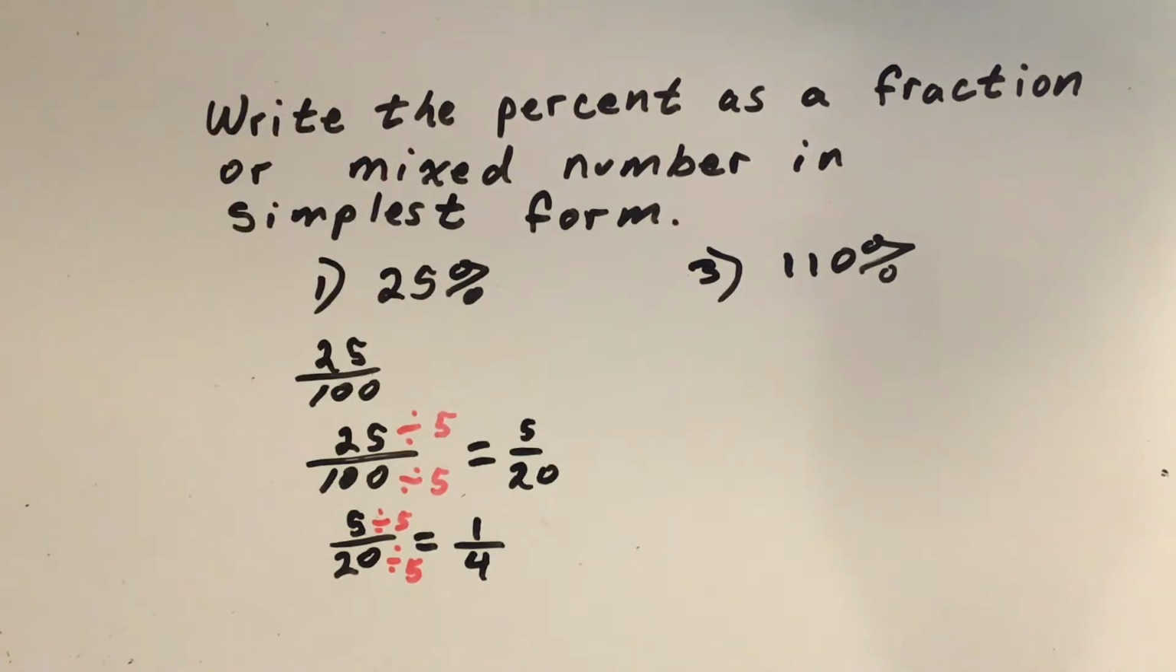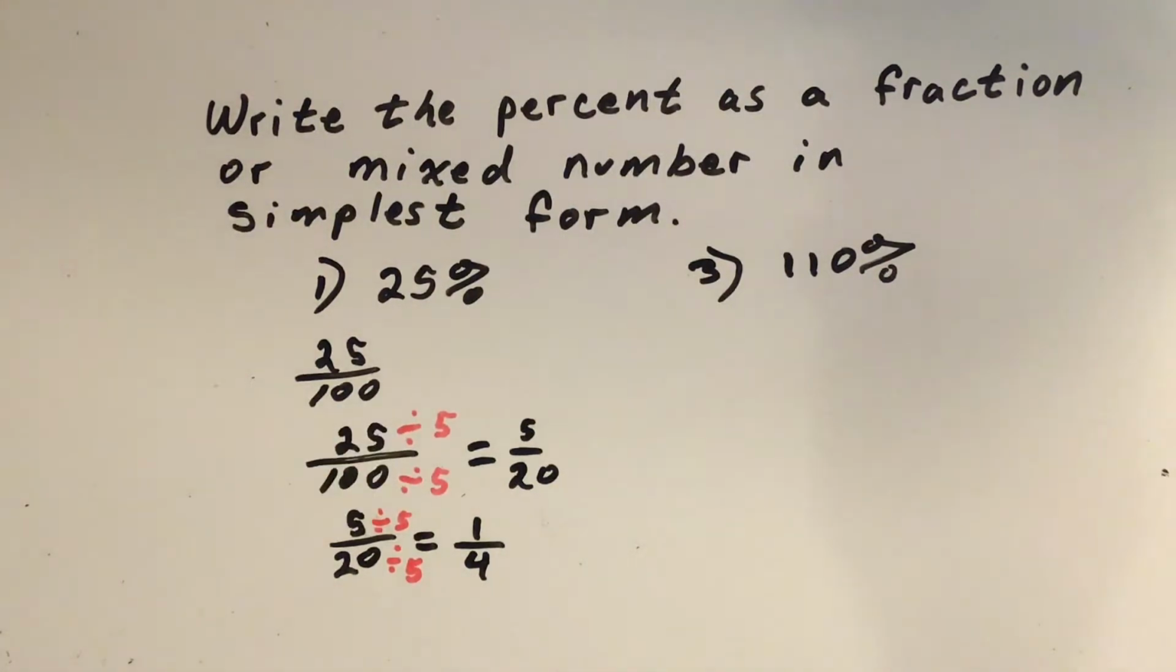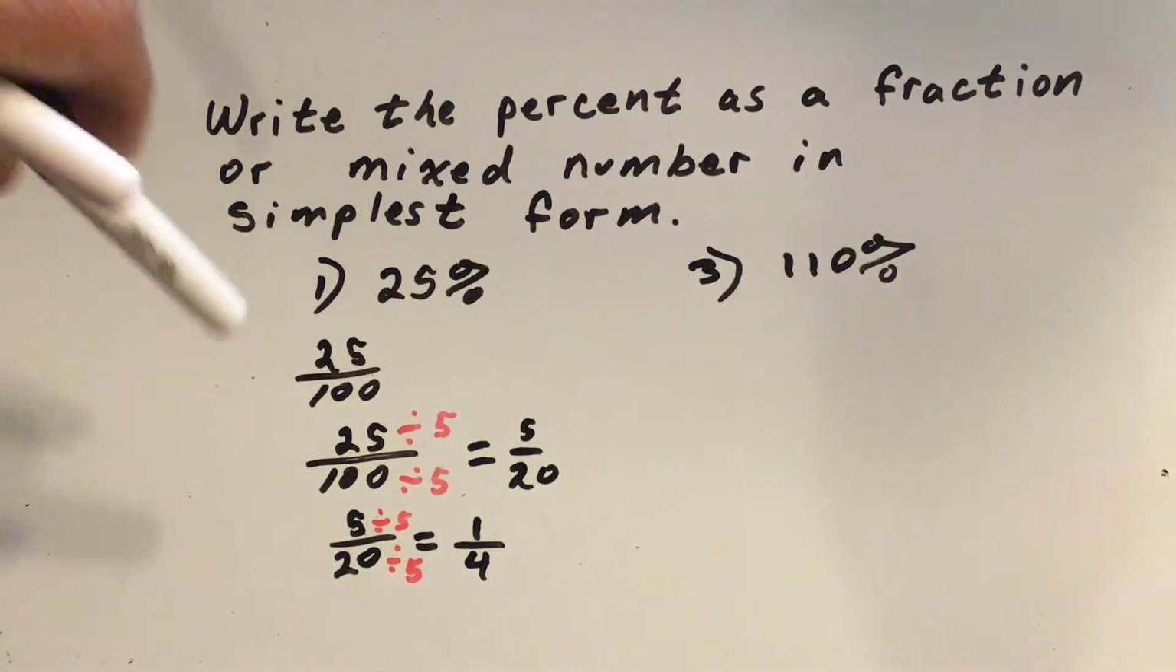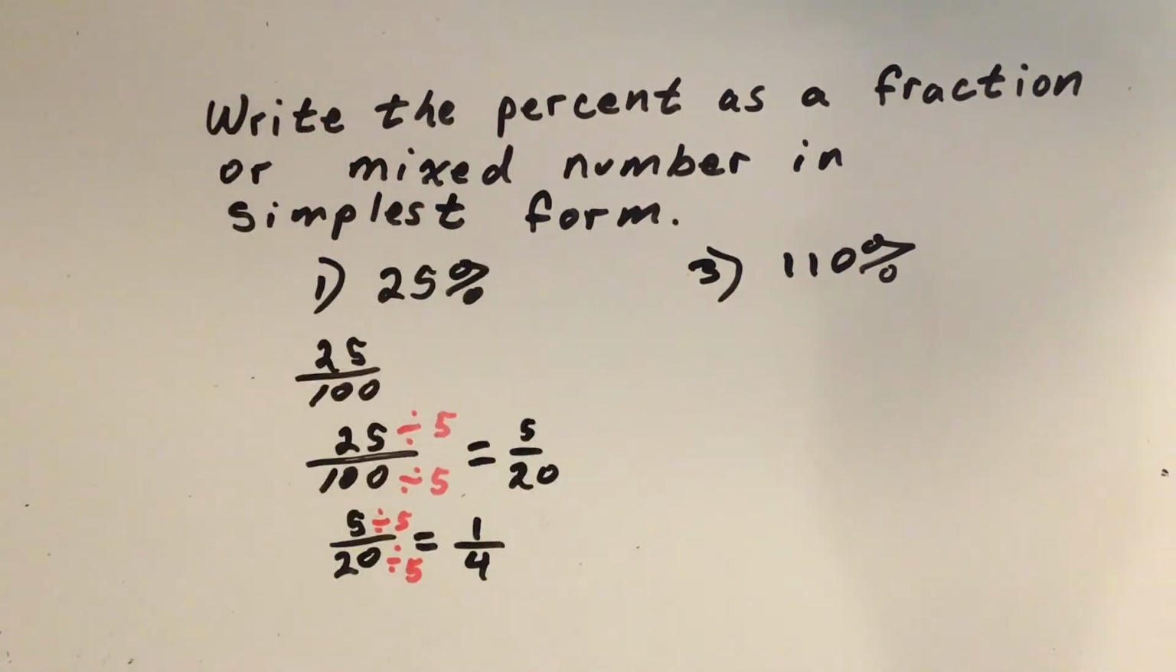So I start off by asking myself, which number can divide into both 25 and 100. And as always, I point out that zeros and 5 means that I can divide both the numerator and the denominator by 5. So I started off dividing both of them by 5, and my result is this other fraction, 5 over 20.